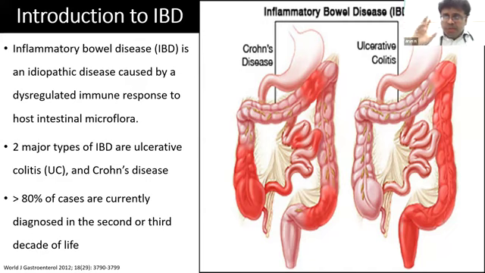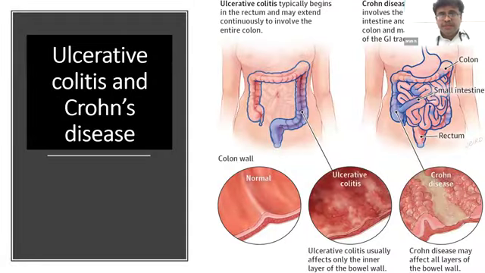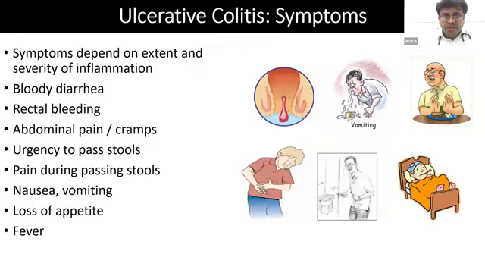So far, the etiological trigger cannot be identified; it is an idiopathic disorder in which a dysregulated immune response to the host intestinal bacteria takes place. There are two major entities, UC as well as Crohn's, and more than 80% of the population are diagnosed in the second and third decades of life. But from the pediatric population till the geriatric population, any age group can be affected, with maximum preponderance from 10 to 20 years, and even from 60 to 70 years, you may get these events in which inflammatory bowel disease progresses.